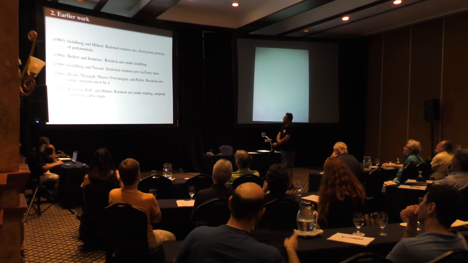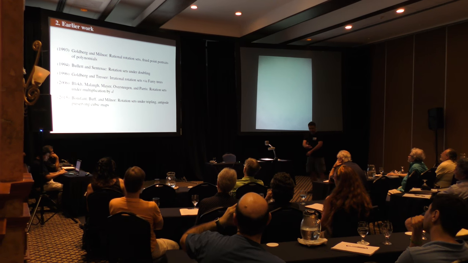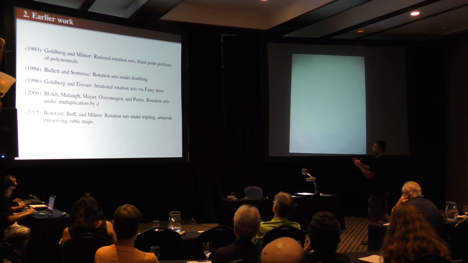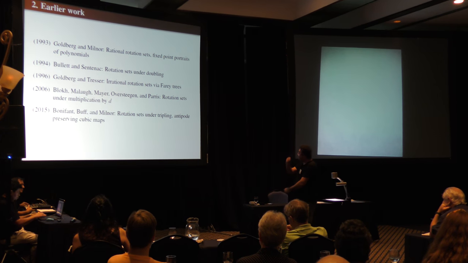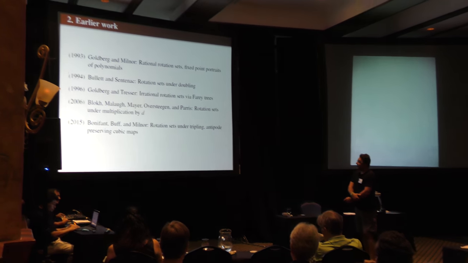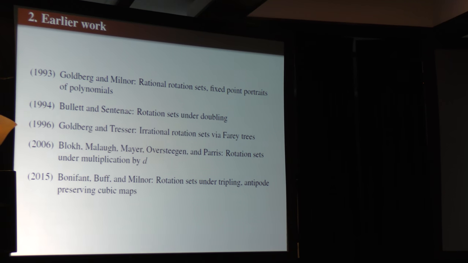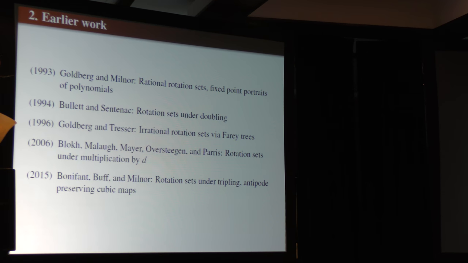So this work studies irrational rotation sets, and it gives a characterization, a parametrization for them. But it's in a very abstract language, in terms of Fatou trees. Ten years later, this paper appeared, and I recently discovered this paper by Sasha Blokh and co-authors. They begin to develop some general theory for rotation sets of z^d under multiplication by d.